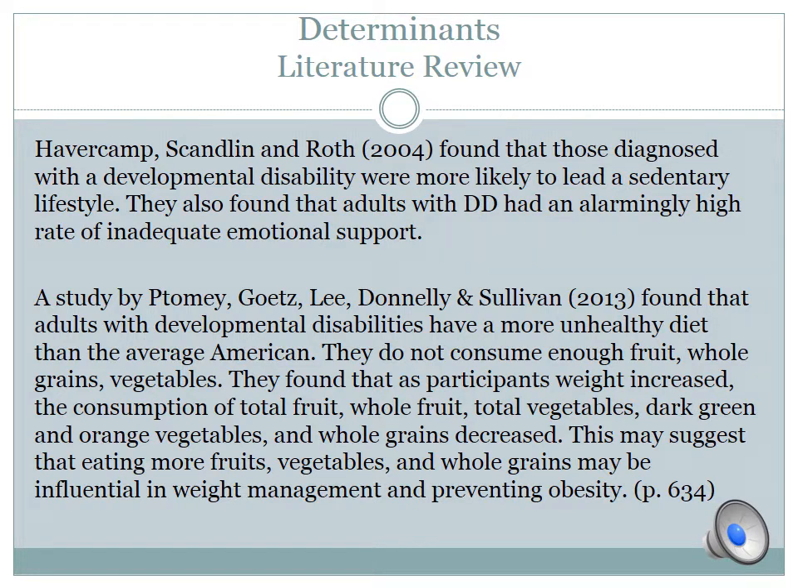They found that as participants' weight increased, the consumption of total fruit, whole fruit, total vegetables, dark green and orange vegetables, and whole grains decreased. This may suggest that eating more fruits, vegetables, and whole grains may be influential in weight management and preventing obesity altogether.